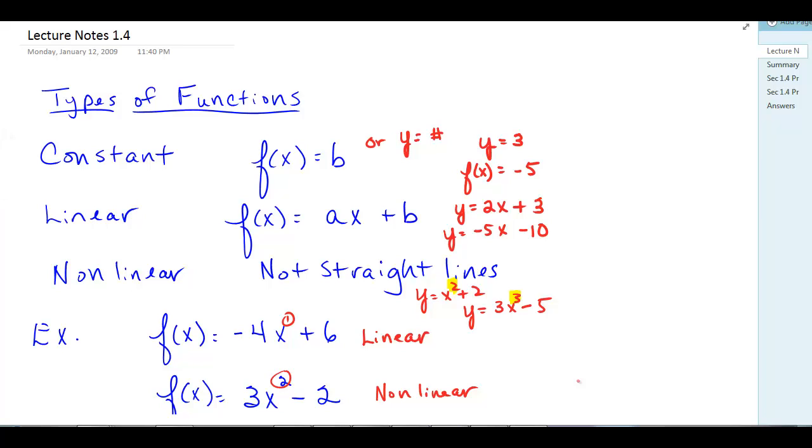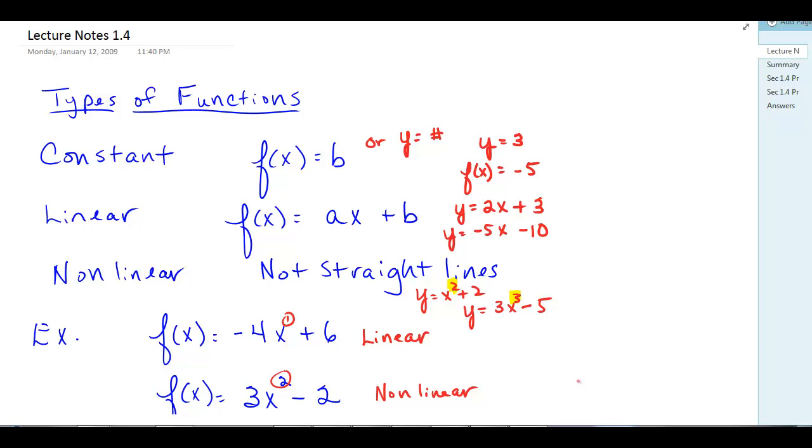This is section 1.4 in college algebra, types of functions. And at this point, we really are only going to divide things into three categories. We would get into a lot more detail in other chapters, but for right now, things are either going to be a constant function, a linear function, or nonlinear, which will take care of everything else.